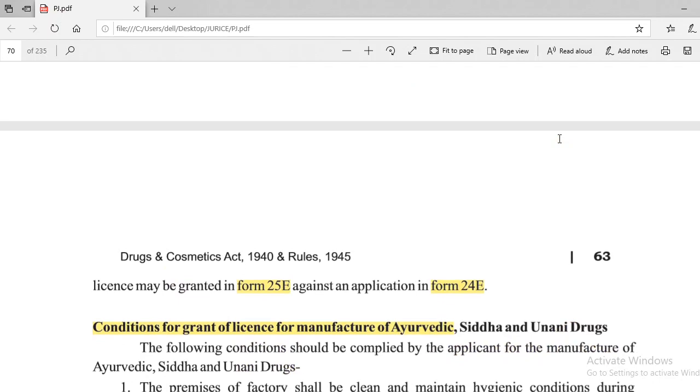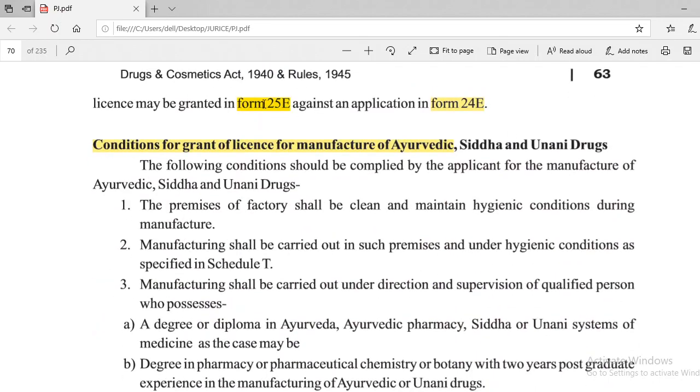And loan license can be granted, as we have seen the concept of loan licensing. It means I am not the person who is holding the license, but I can take a loan license, and then I can manufacture the Ayurvedic drugs, correct? So the application for the loan license can be done in 24E, and in 25E the actual license will be issued.